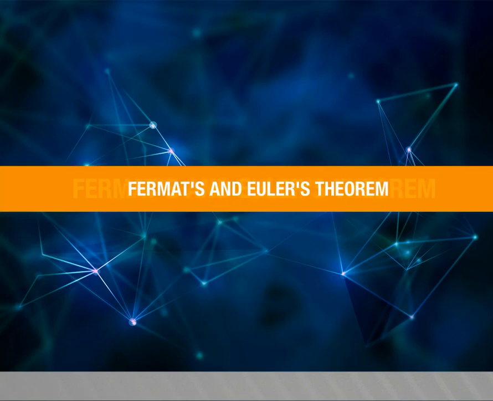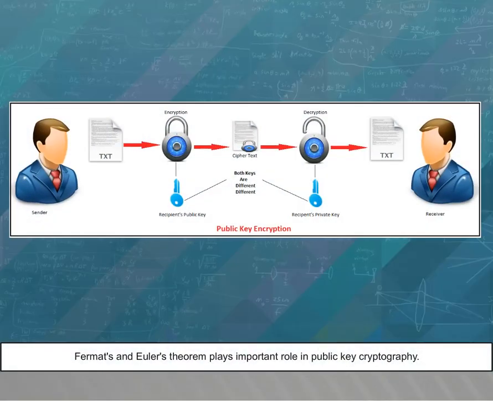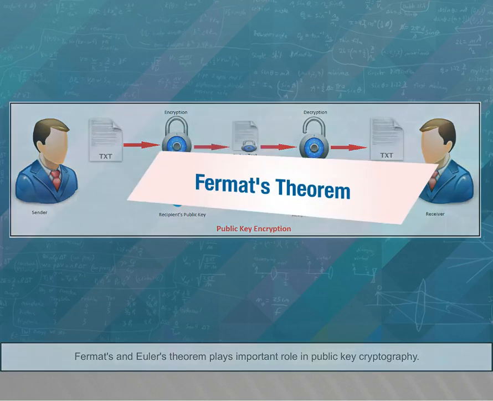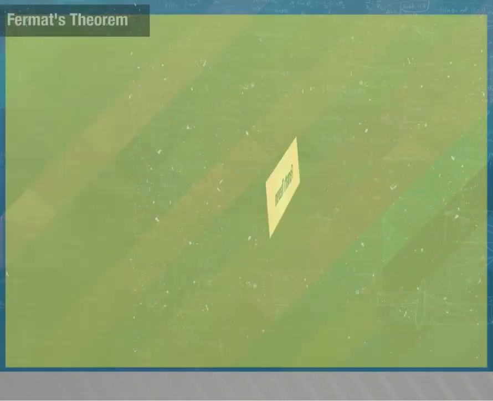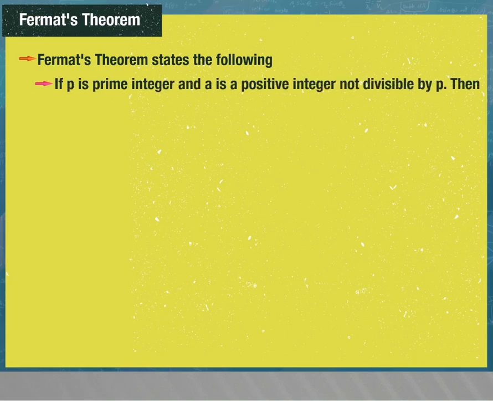Fermat's and Euler's theorem. In this video, we are going to see about Fermat's and Euler's theorem. Fermat and Euler's theorem plays important role in public key cryptography. Fermat's theorem. Fermat's theorem states the following. If p is prime integer and a is a positive integer not divisible by p, then a power p minus 1 is equal to 1 mod p.